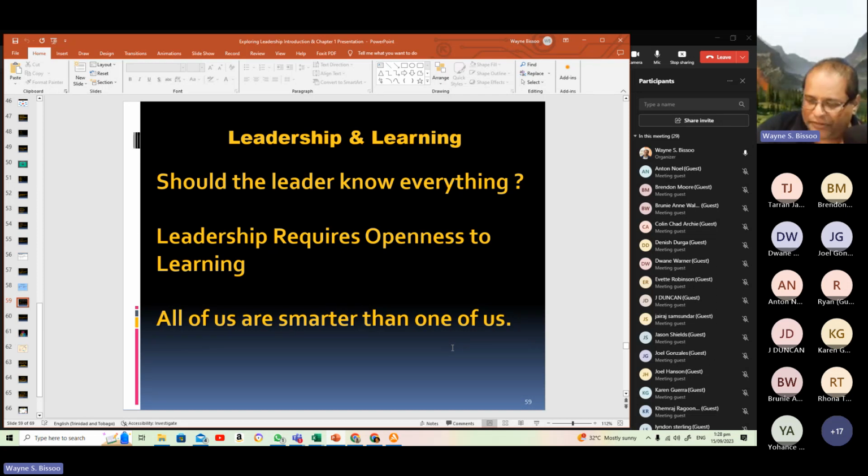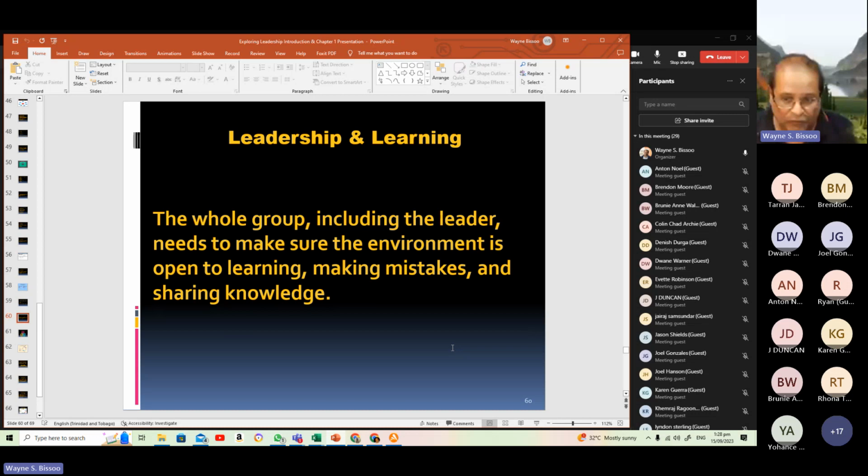And we have to recognize that knowledge does not only reside in you, but it resides in everybody around you. So that all of us are smarter than one of us. Remember that, collectively smarter. So the whole group, including the leader, needs to make sure that the environment you create in your organization is one that is open to learning, making mistakes and sharing knowledge.